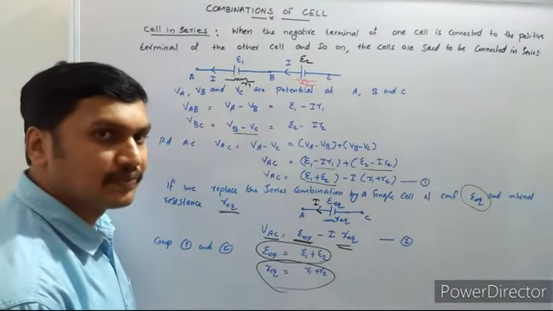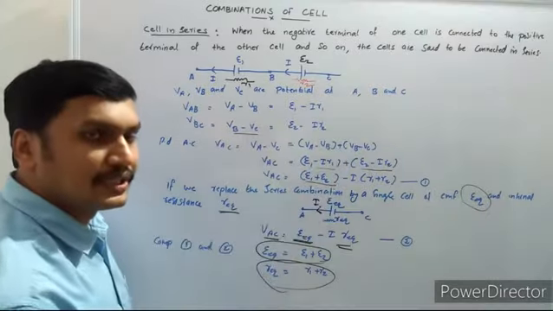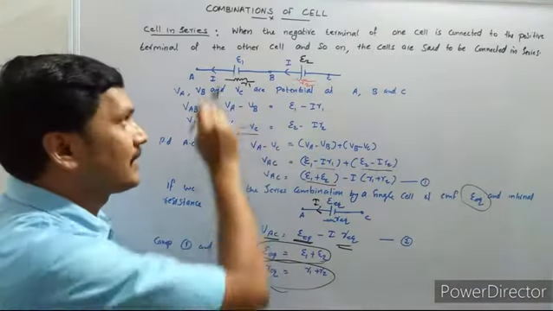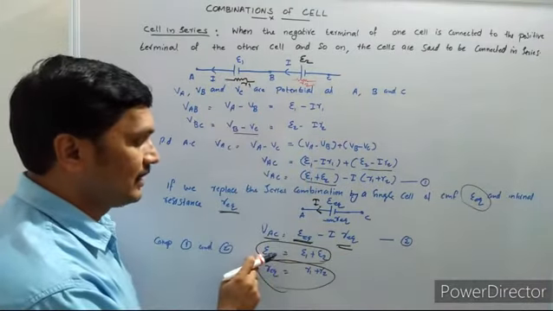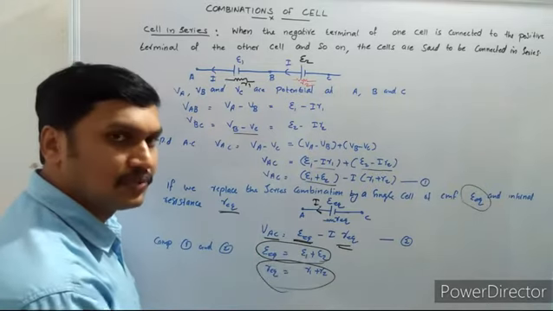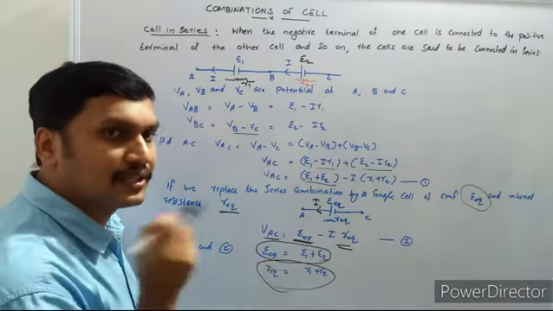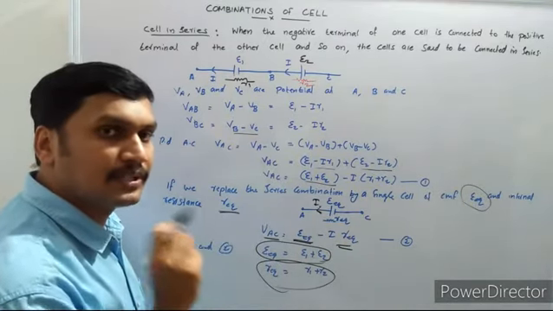That is, if you are connecting the cells in series combination, the effective value is the sum of the individual EMF. If you are connecting E1 and E2, E equivalent is equal to E1 plus E2. Like this, we can connect any number of cells. If 3 cells are connected, E1 plus E2 plus E3. If n cells are connected, E1 plus E2 plus etc.